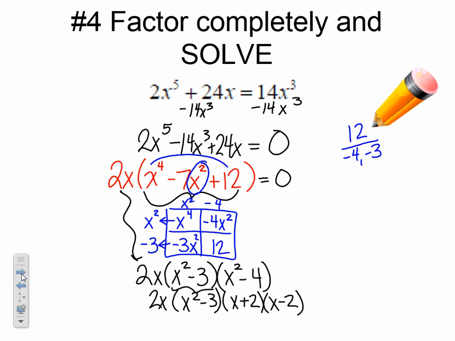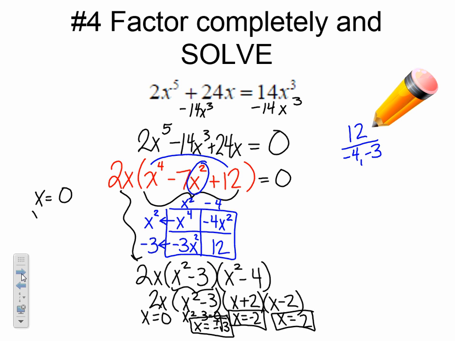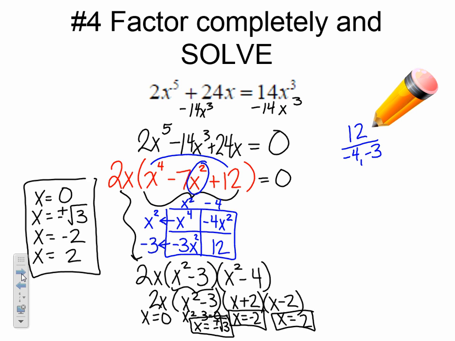Now I need to solve each one. If I set the 2x equal to 0, I get x just equals 0. And if I set this one equal to 0, I get x equals 2, x equals negative 2. Now careful on this x squared minus 3. If you do x squared minus 3 equals 0, you get x equals plus or minus square root of 3. Remember when we solve those? Don't forget that part. So my solutions that I have here are 5: 0, plus or minus square root of 3, negative 2, and positive 2. Lots of solutions on this one.